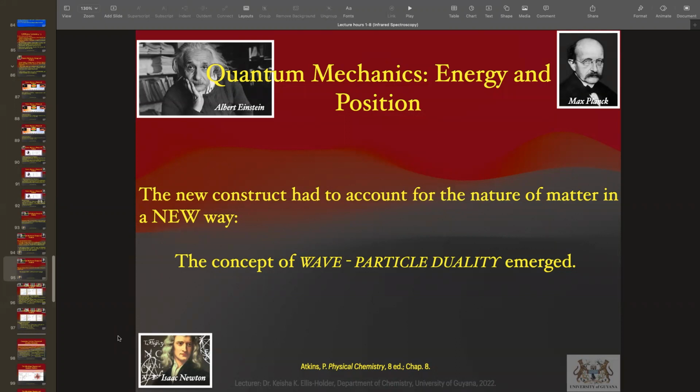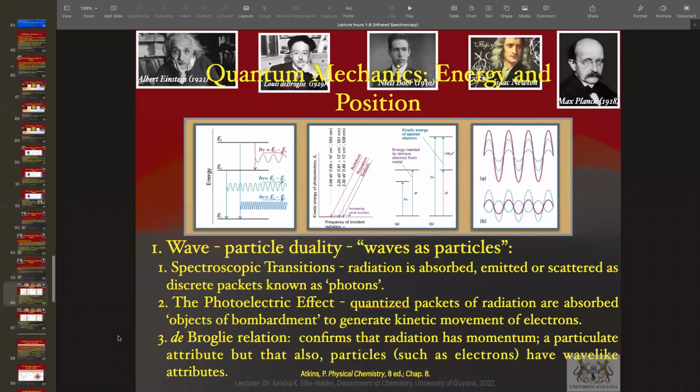when you see it, it is automatic that you will interpret it in a continuous fashion. To now conceptualize it in terms of discrete units would require a paradigm shift, so to speak. And that's exactly what took place. So what we have is the wave-particle duality, where we are seeing waves as particles.